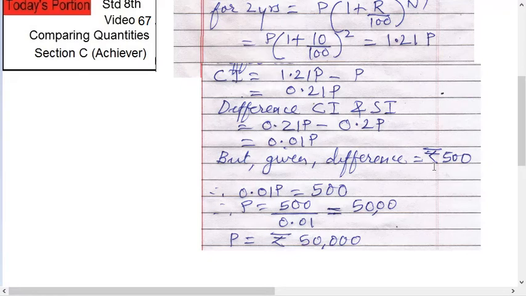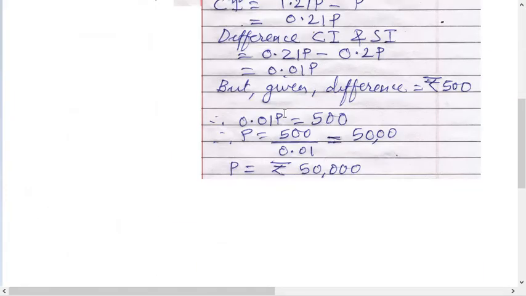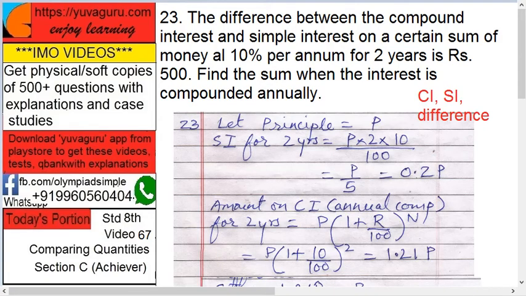But the difference is given as what? 500, right? So we get 0.01P equals 500. So solve for P. Take 0.01 on this side, it becomes denominator. Adjust the zeros, so it becomes 5,000. It becomes 50,000, right? Because 2 zeros are adjusted, so it becomes 50,000. So the required sum is 50,000.